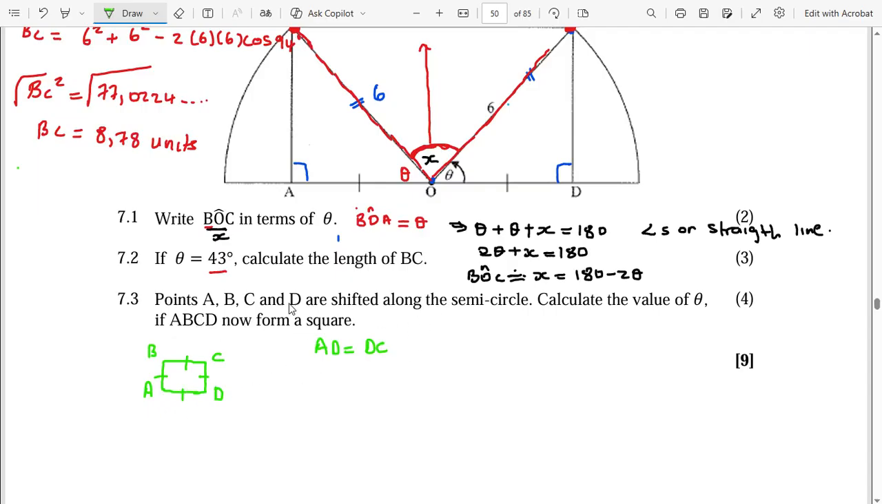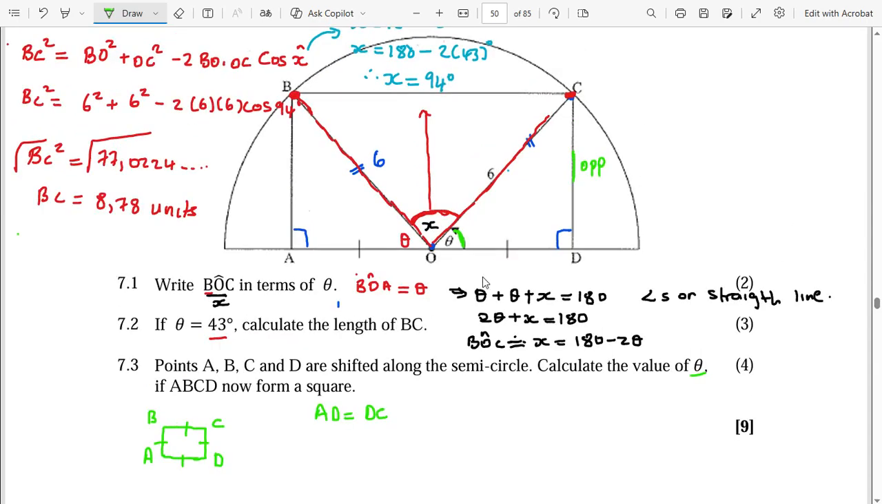So they want us to do what? They want us to calculate theta, which is this theta. To calculate this theta, I can use this side as my opposite, and then I can use this side as my adjacent, because this is a right angle triangle. So this is my Y, this is my X.